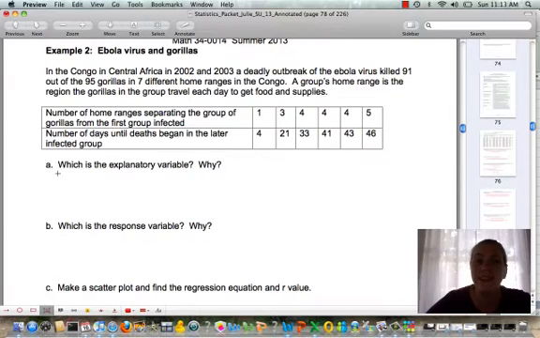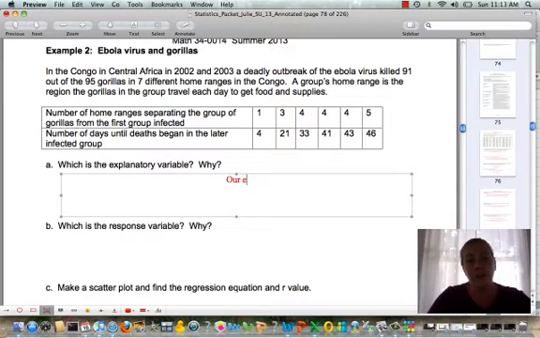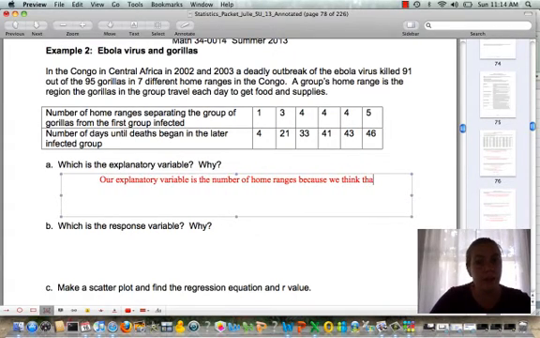So we think that the number of home ranges is going to affect the number of days until the deaths began. So our explanatory variable is the number of home ranges, because we think that the number of home ranges affects the length of time until deaths begin.